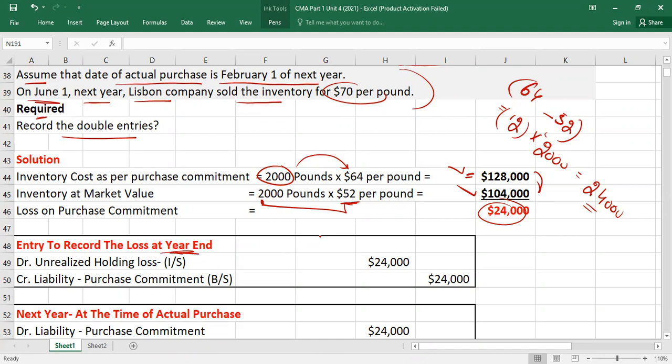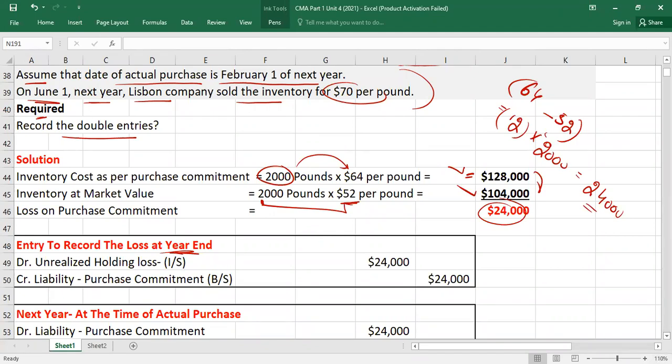Please remember, we will not pass any entry at the date of contract. We will pass an entry only at the end of the year to recognize the loss as an adjusting entry. Understood? Otherwise, you don't need to pass any entries, right?